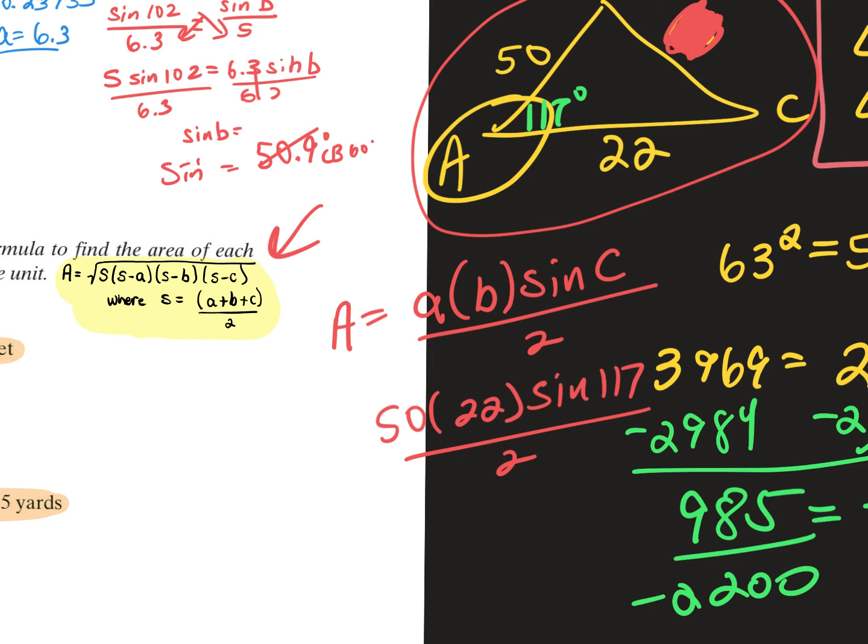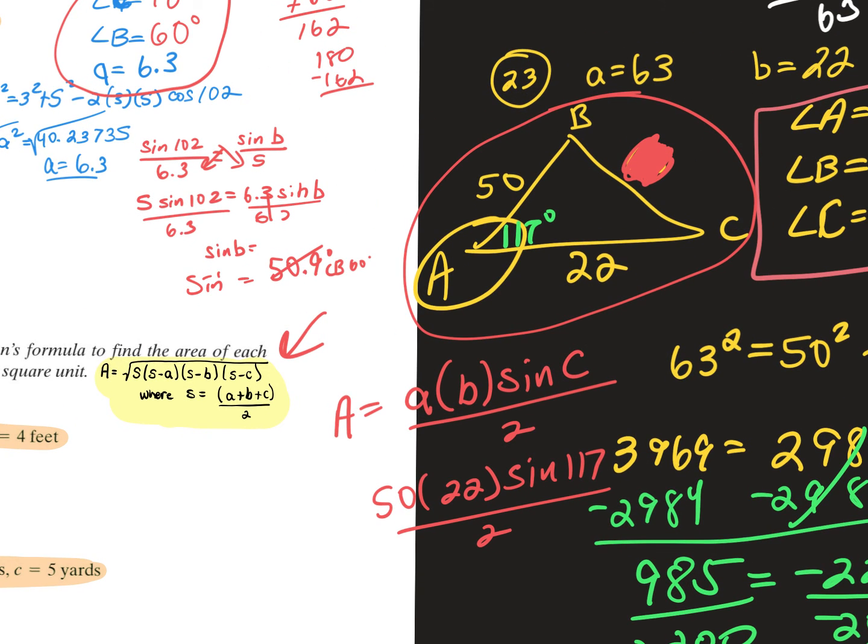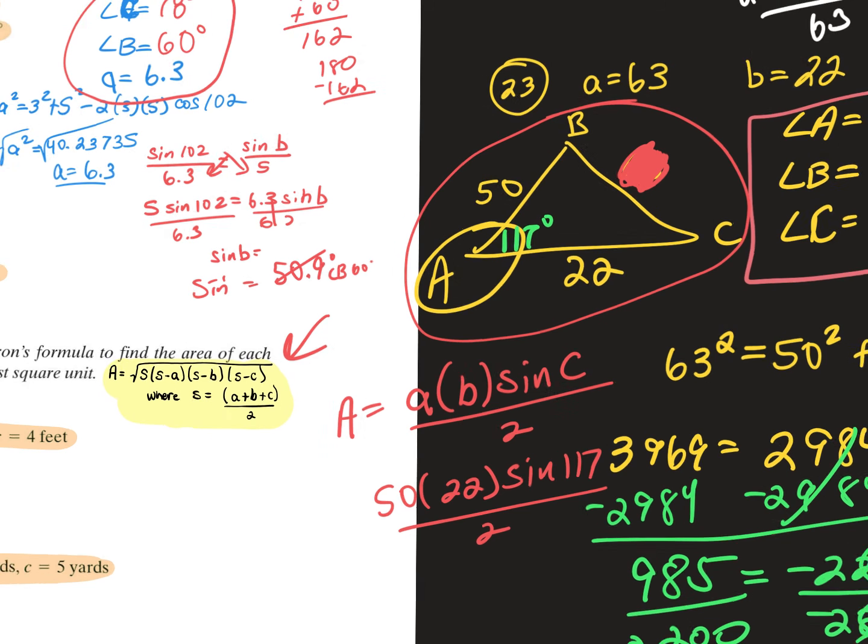How come I can do this? Because the angle's in the middle. Yes, I'm given two sides and the angle where? In the middle. You will have one of those on your test again. It's going to say find the area, and it'll tell you that you have two sides and an included angle. That is the formula that you need.